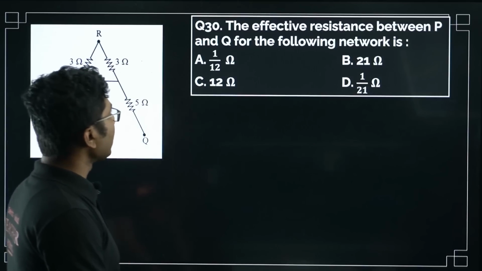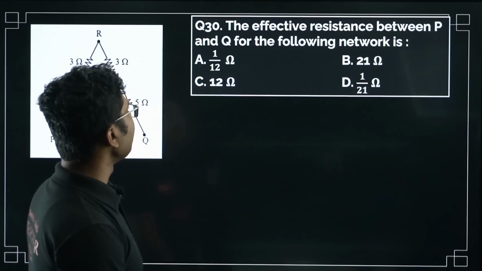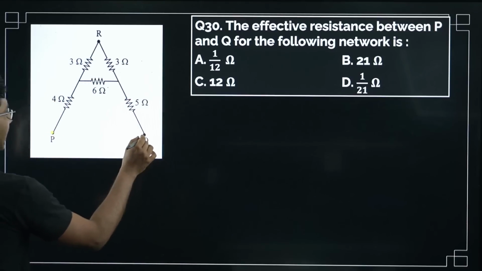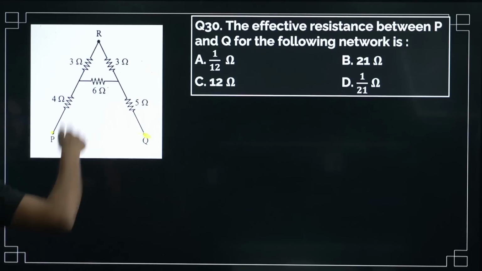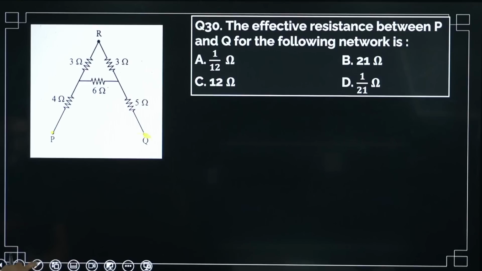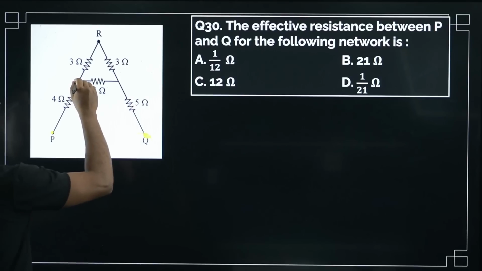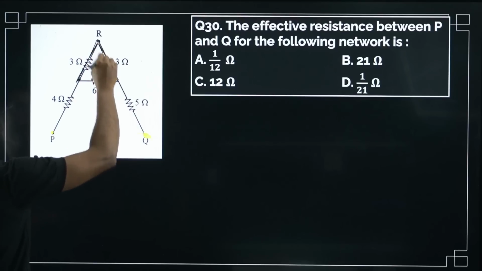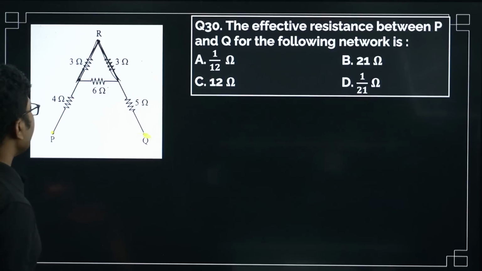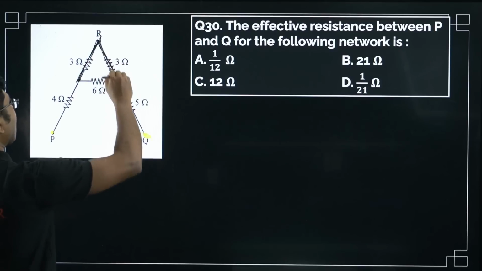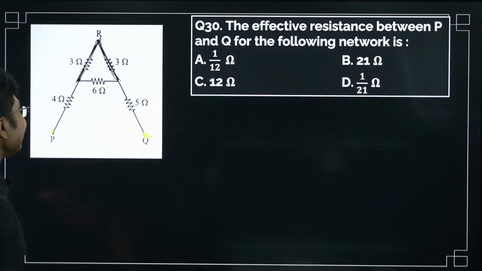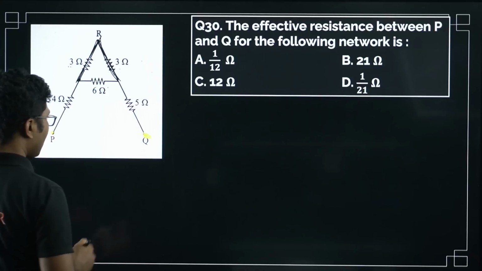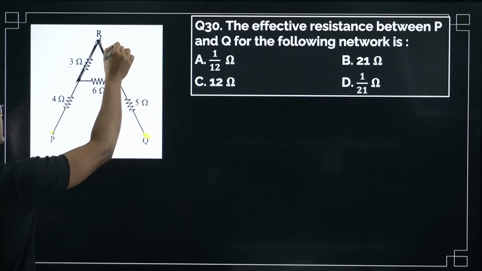Now, this is another important question. The effective resistance between P and Q for the following network. It looks very complex, but we will start here and see that these two resistances are connected in series. We can draw this line without lifting our pen, so definitely they are in series. So 3 and 3 are in series, and 3 and 3 will be 6 ohm.